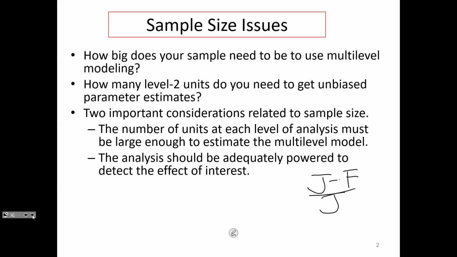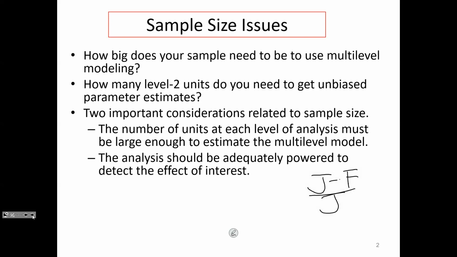This gives you how much your variance components might be downwardly biased if you use FIML as compared to REML. J here is the number of clusters, and F is the number of fixed effects. So it's like the number of predictors.